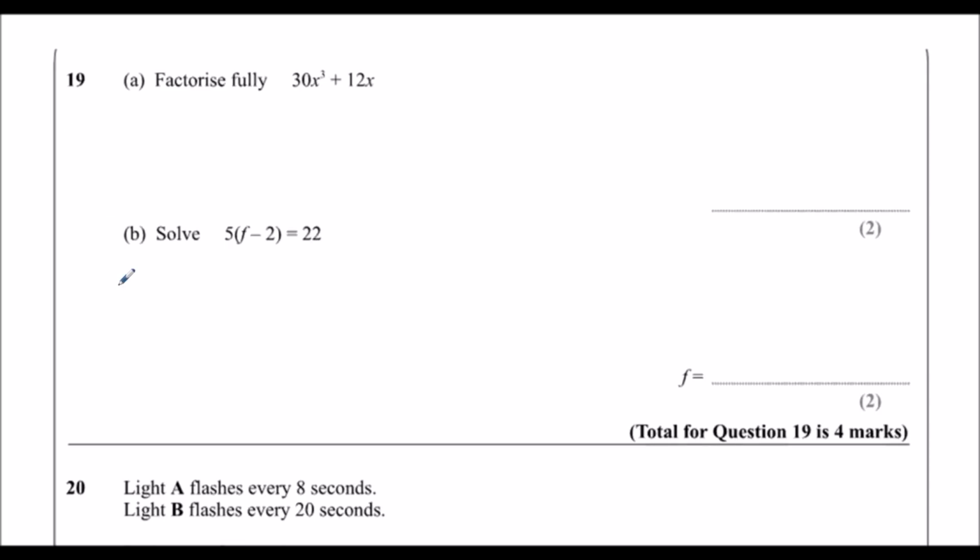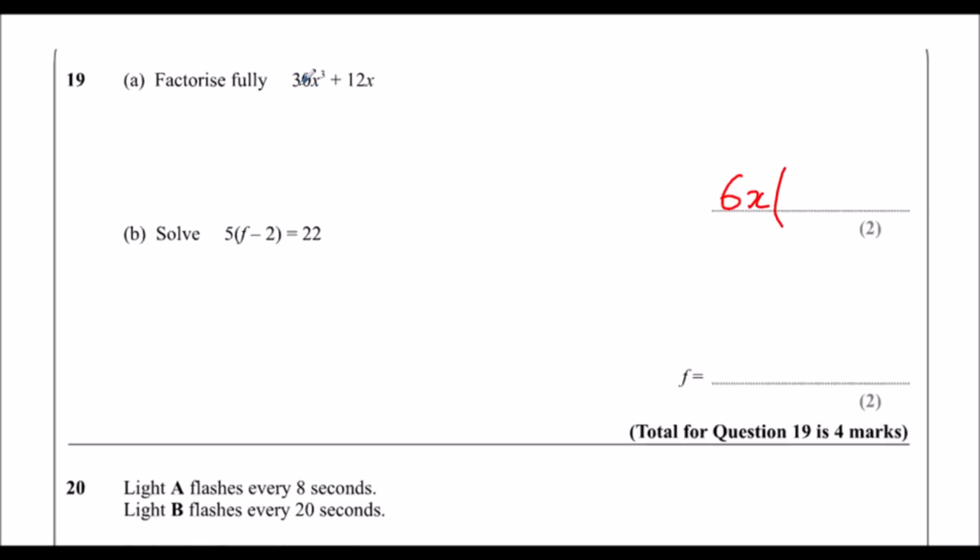Question 19. Factorize fully 30x cubed plus 12x. So what can we take out of this? Factorize means put into brackets. So 30 and 12. What's the biggest times table they're both in? That's the 6 times table. So we can take 6 outside the bracket. And they both have an x in them. So we can take 6x outside the bracket.